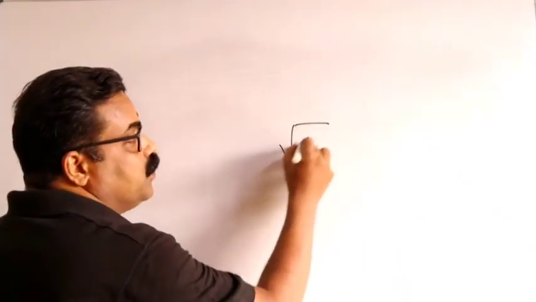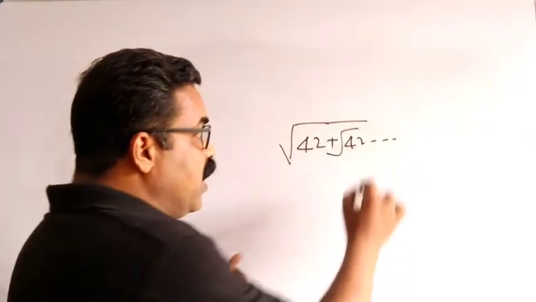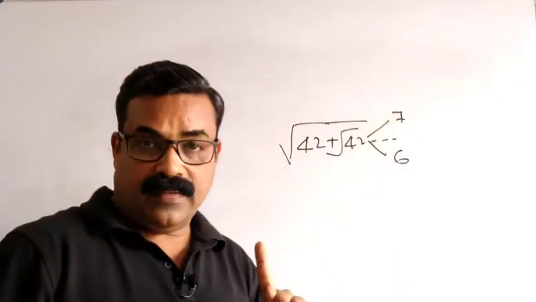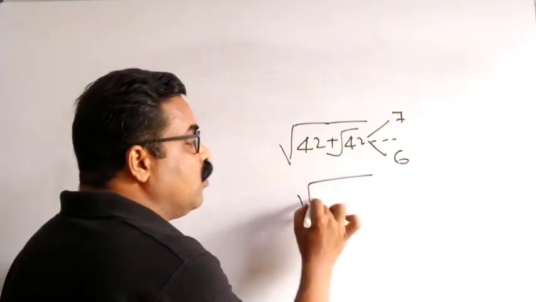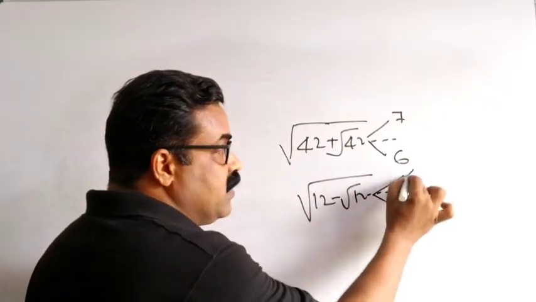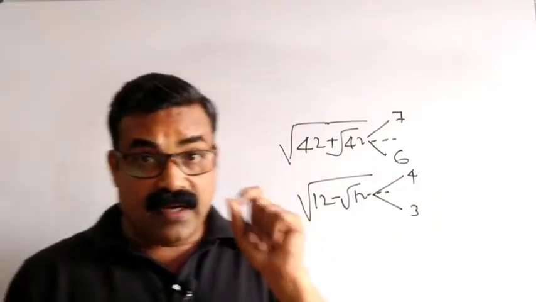Initially, when we explained, we saw that we have to factorize the given number in such a way that the difference between the factors should be equal to 1. For example, in the first question we took root 42 plus root 42 like that. This 42 I took as 7 and 6. The difference between these two numbers is 1. Similarly, in the next question we took root 12 minus root 12 like that. For this 12 we took the factors as 4 and 3, and the difference between 4 and 3 is 1. Understand very clearly.